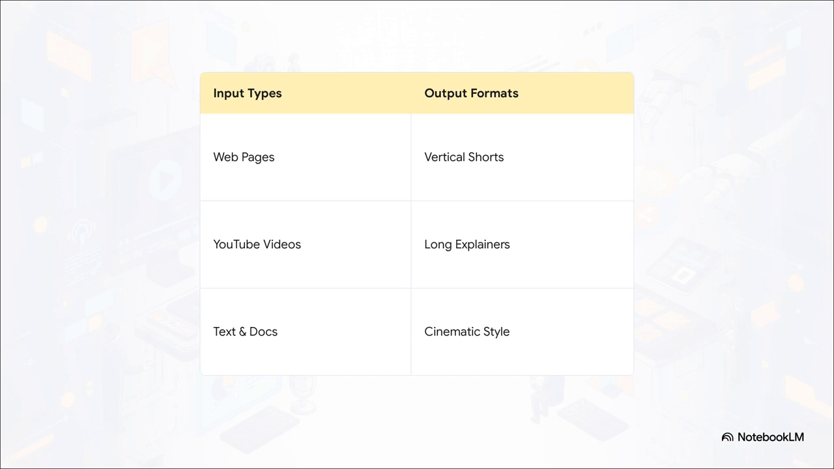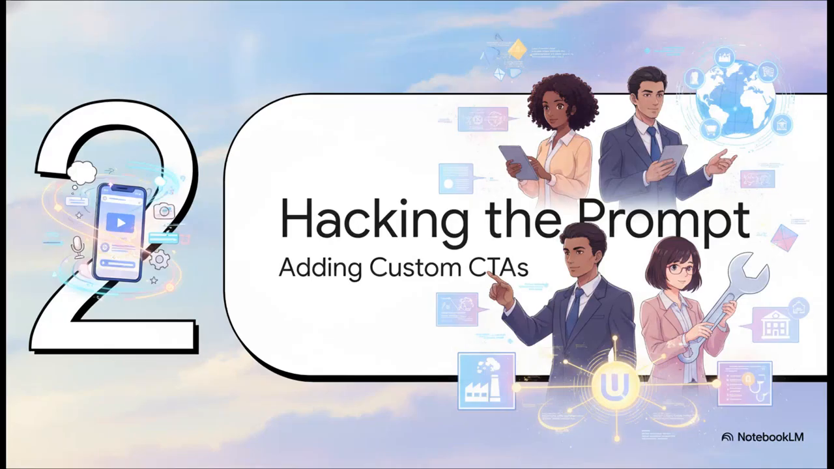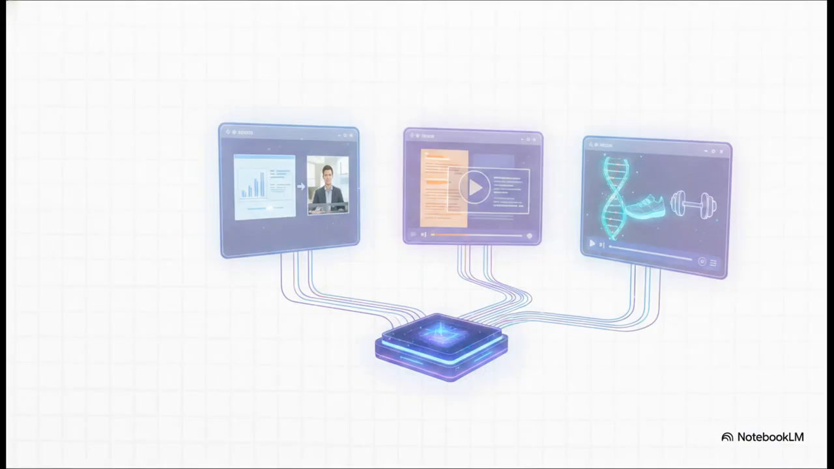It's wild. Moving right along to section 2, hacking the prompt for CTAs. Now, the source material gives us 3 fantastic use cases that show just how adaptable this really is. First up, imagine an entrepreneur taking a long-form YouTube video about the myths of quitting a 9-to-5 job and repurposing it into a snappy little short.